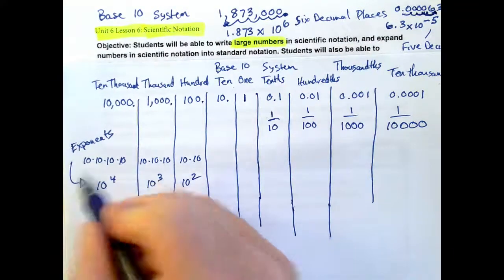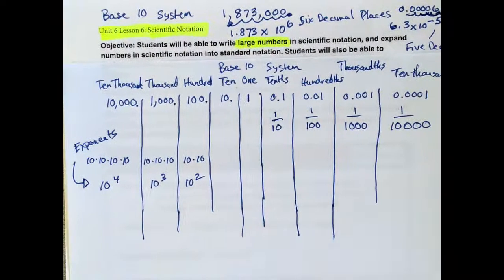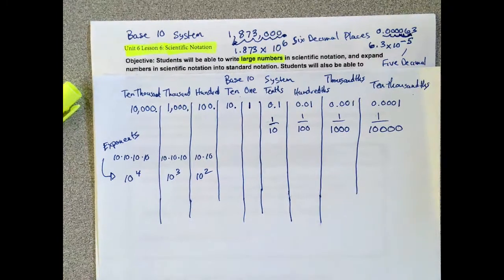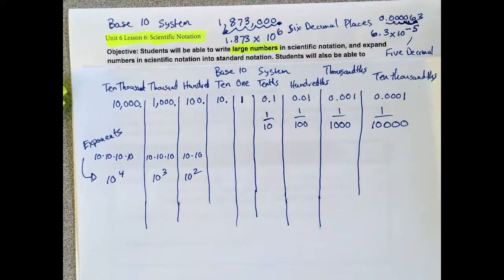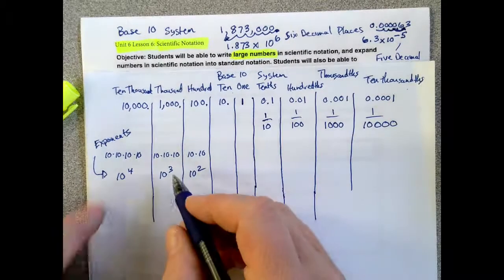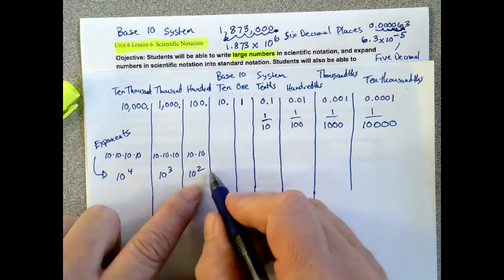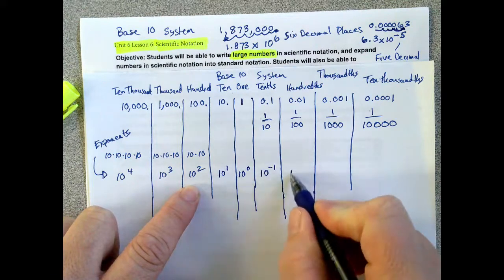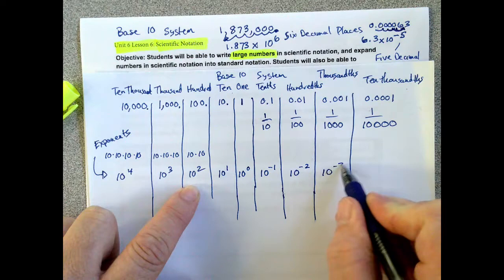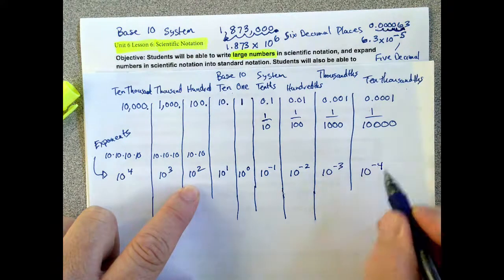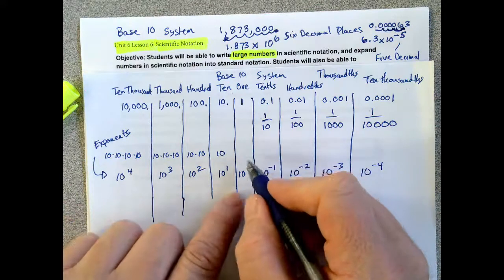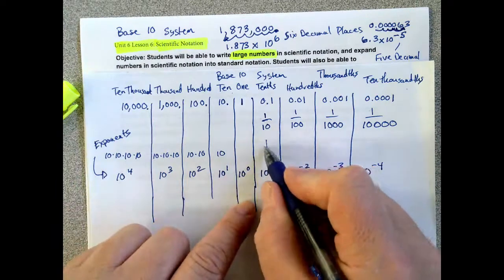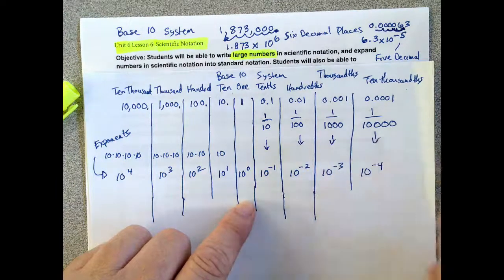Here are our exponents. I'm a little bit zoomed out here, so let me zoom back a little bit. There we go, you can see that a little better. Exponents: 10 to the fourth, 10 cubed, 10 squared. We're seeing a pattern: 10 to the 1, 10 to the 0, 10 to the negative 1, 10 to the negative 2, 10 to the negative 3, 10 to the negative 4. This is just 10. We also have 1 over 10, 1 over 100.